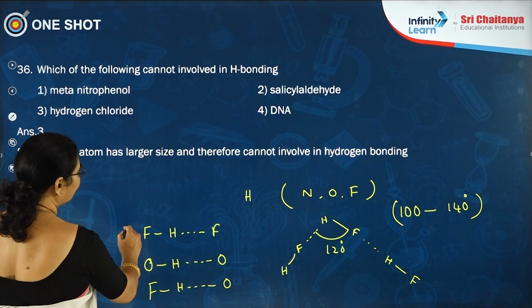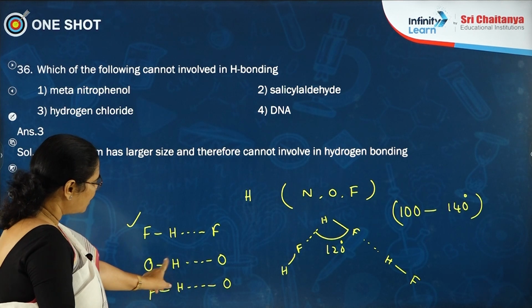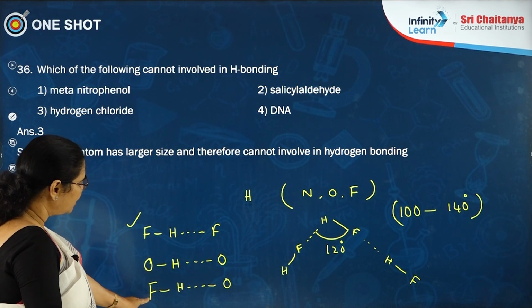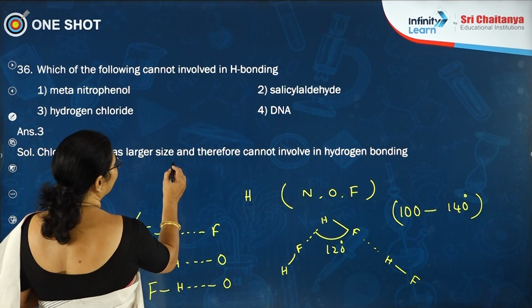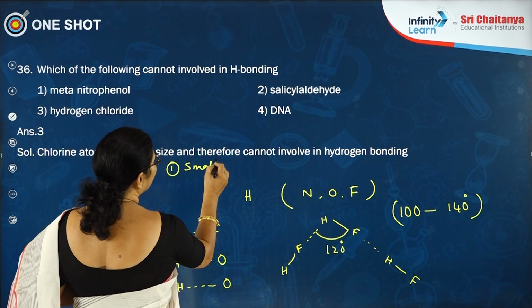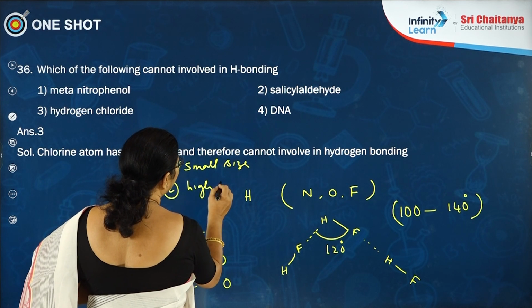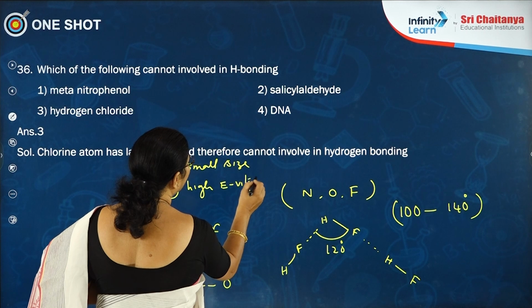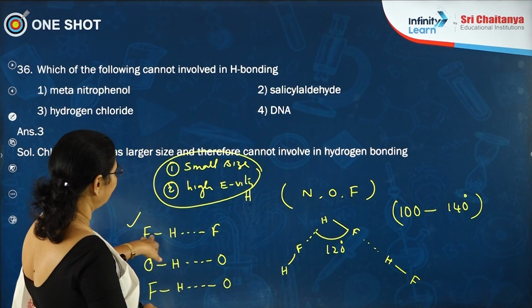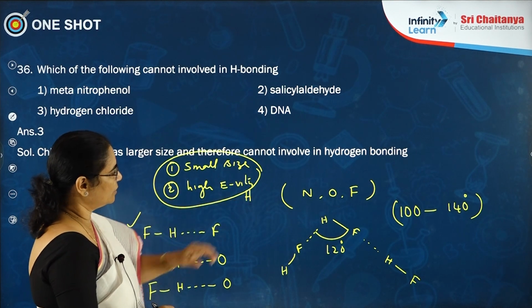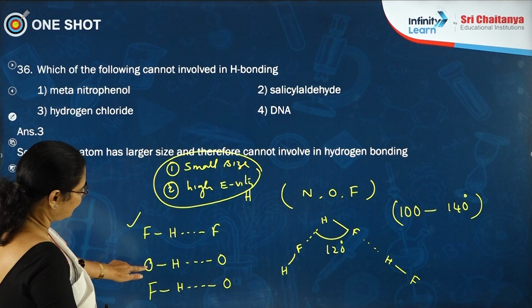So, strongest means first fluorine, after that the third one comes, because when compared to oxygen, fluorine is more electronegative. So, greater the difference, small size and high electronegativity. These are the 2 conditions required for hydrogen bond formation for combining atoms. Combining atoms means nitrogen, oxygen, fluorine. So, first, after that third one, then second one.